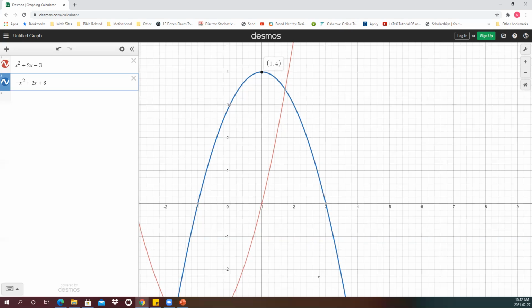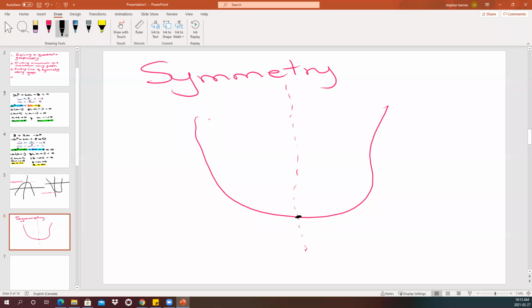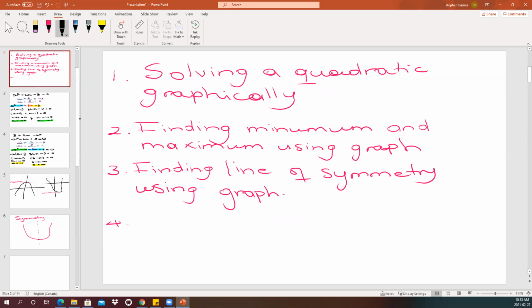Understand? Yes, sir. Great. So I'm going to give you about 10 or so minutes to go through and attempt to find these things on your other graphs, please. Let me just go back to this. You're going to solve the quadratic graphically for me. You're going to tell me the 2 solutions. You're going to find either the maximum or the minimum, and then you're going to find the line of symmetry.